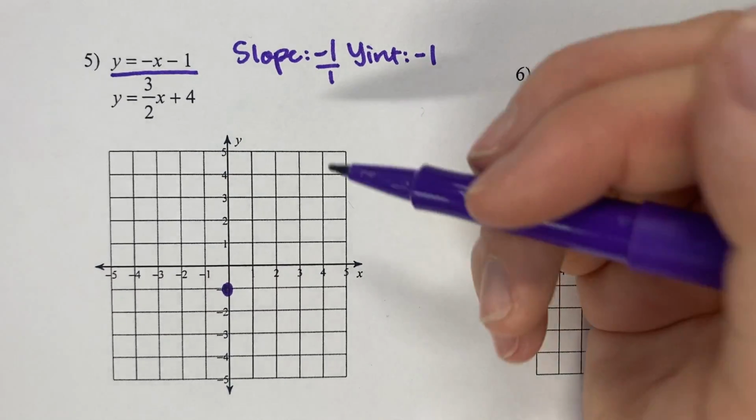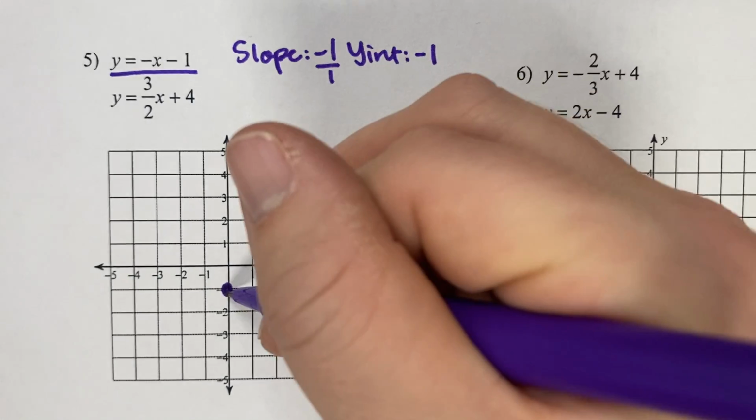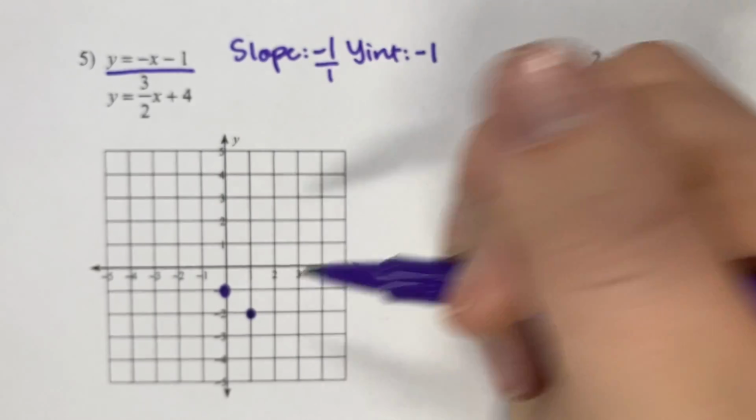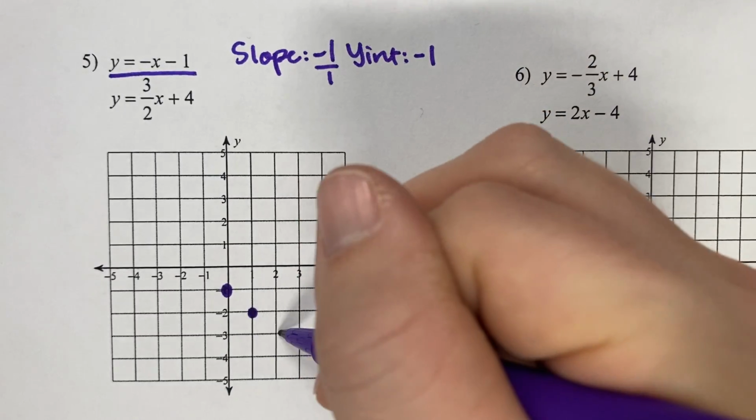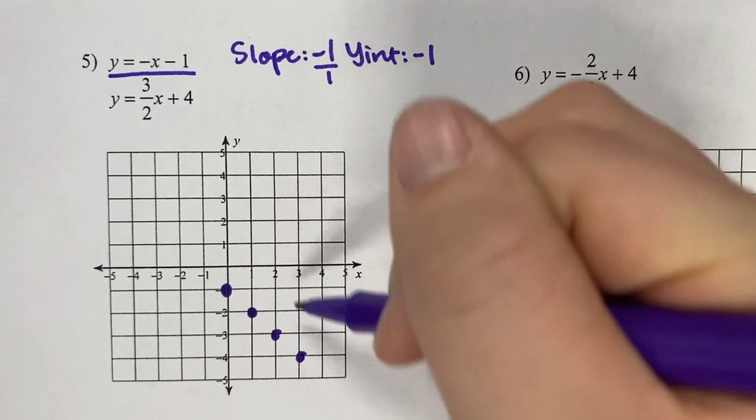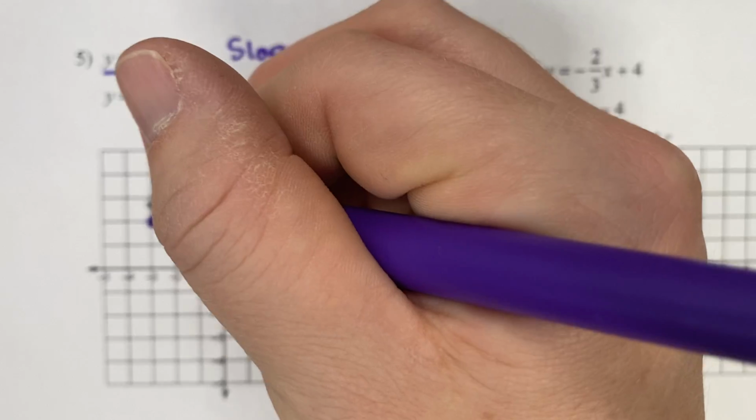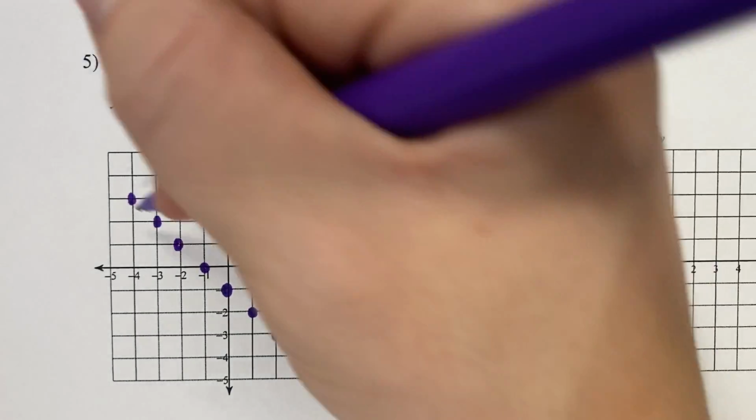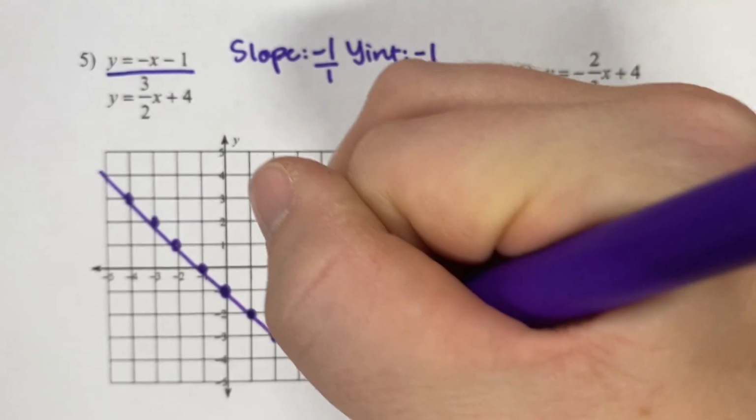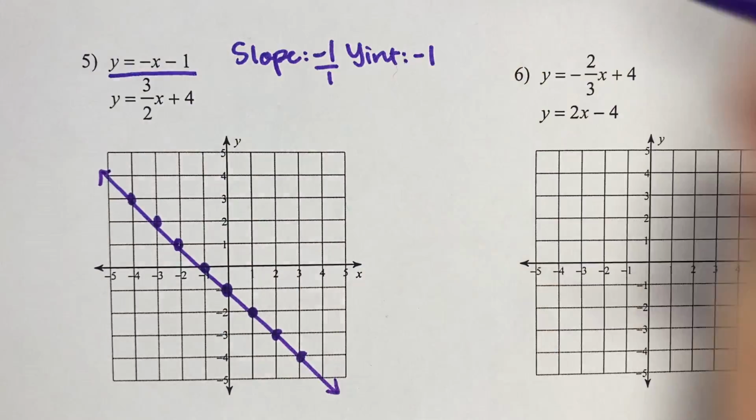Now I'm going to use my slope, which is -1 over 1, down 1 over 1, and let's give ourselves a few points. Maybe over here, down 1 over 1, and we can go backwards, up 1, back 1, up 1, back 1. Okay, still creating that straight line, still creating that negative slope that we need, so we are good.